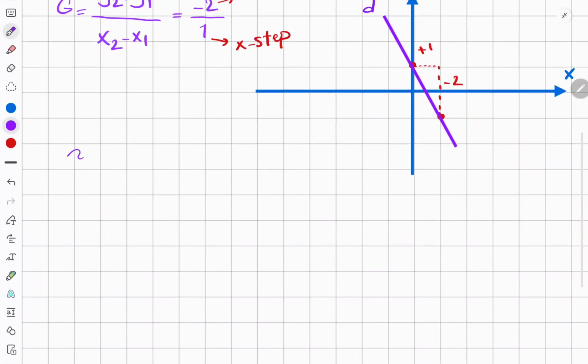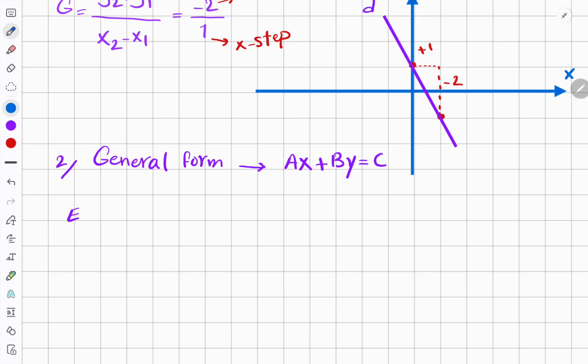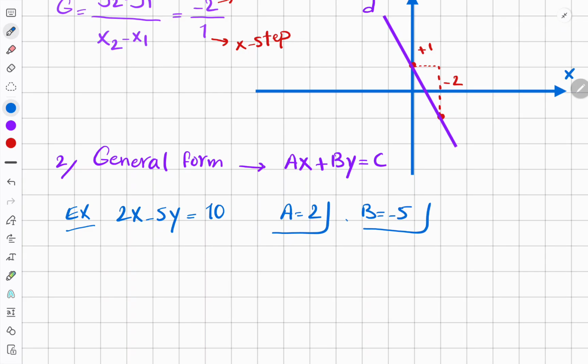And now, the next form is the general form, ax plus by equals c. In fact, in this form, y-intercept and gradient are hidden, and they are in this equation. So, for example, if we have 2x minus 5y equals 10. So here a is 2 and b is negative 5 in this form.